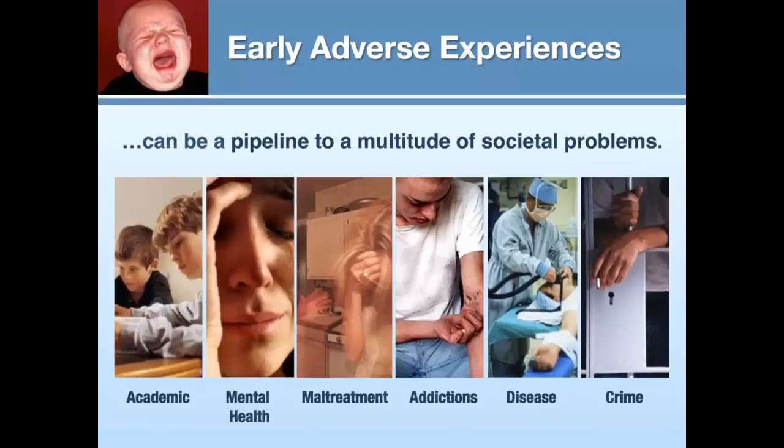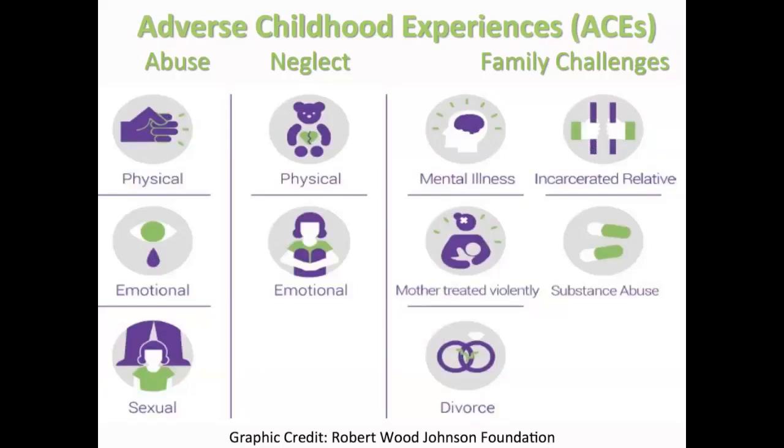I'm sure you all know how early adversity really is the pipeline to so many of our societal problems, and we wish more policymakers would understand that connection. We love the Robert Wood Foundation grid that really shows the adverse childhood experiences, the 10 original ones, as well as what many folks have found: community ACEs, poverty, and additional adversity that is impacting children's mental health later on.